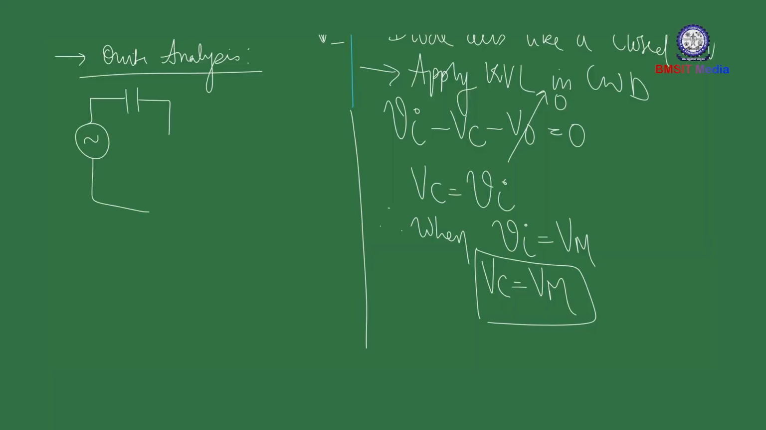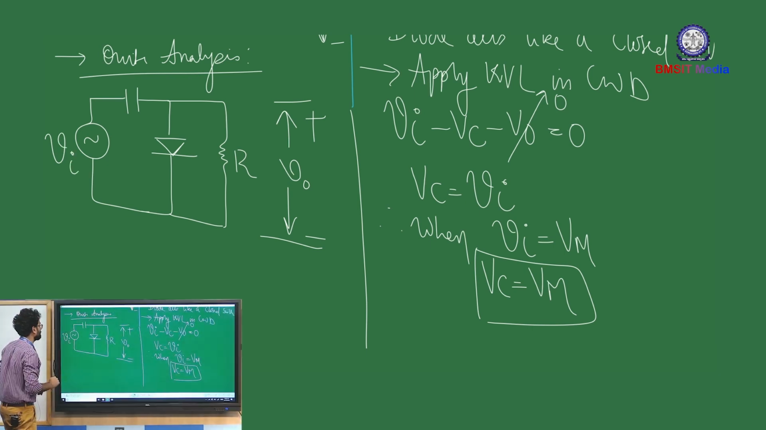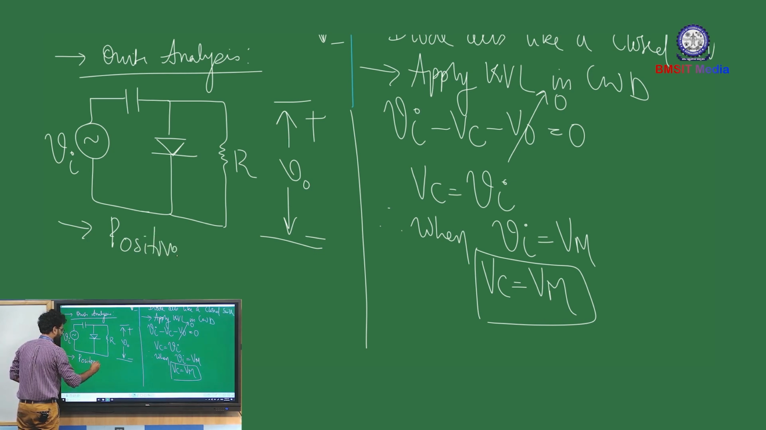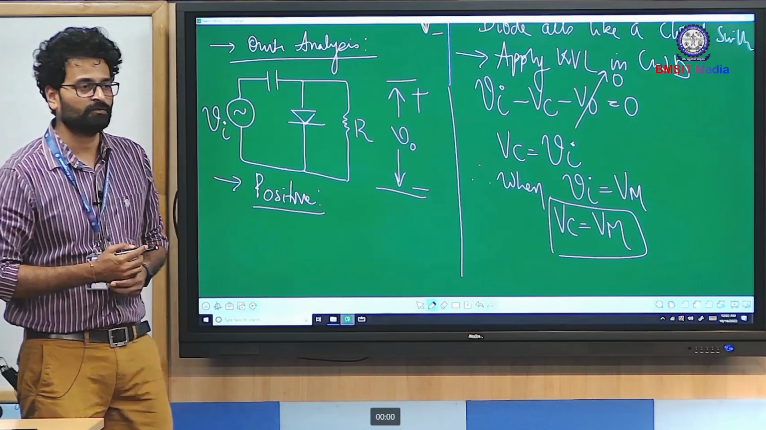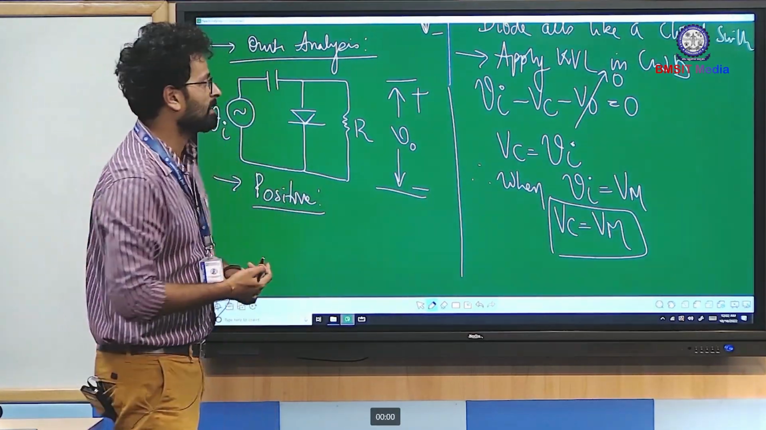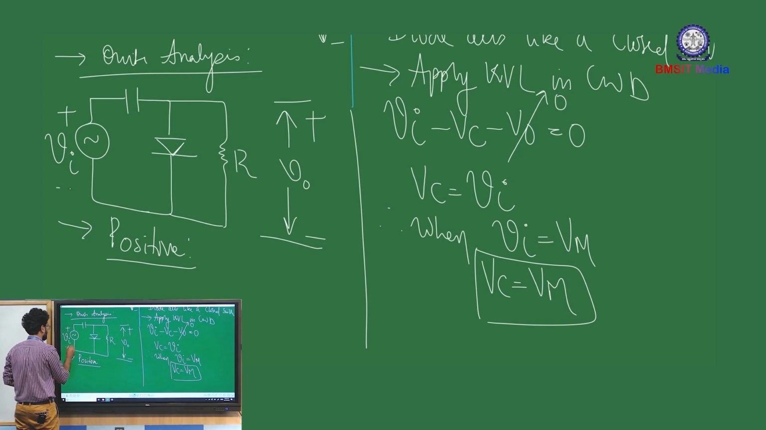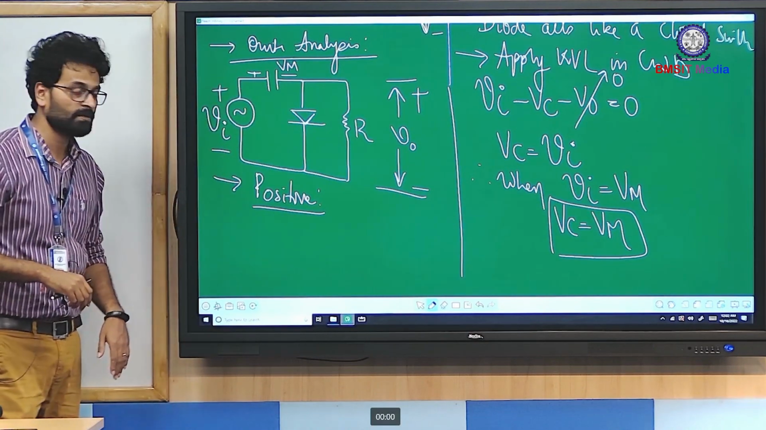So for the output analysis, first draw the circuit as it is formed. This is V naught, and this is Vi. Let us consider the positive half cycle first. You can even consider the negative half cycle, but the positive half cycle generally works in an easy way. Copy and paste the polarities. For a negative clamper, this is how the capacitor was charged: the left-hand side was positive and the right-hand side was negative.